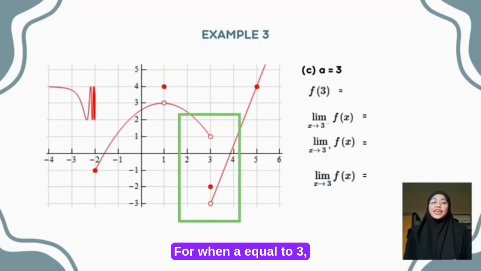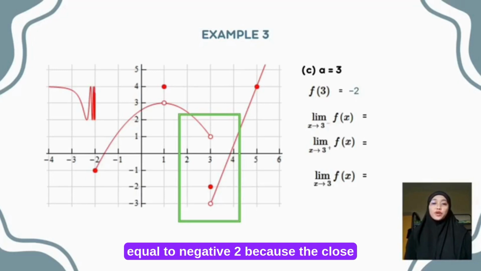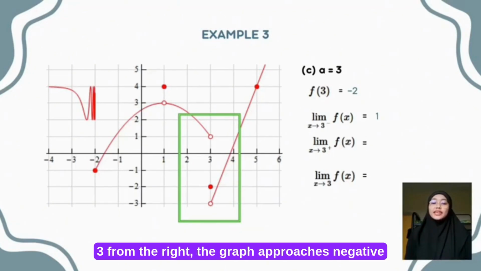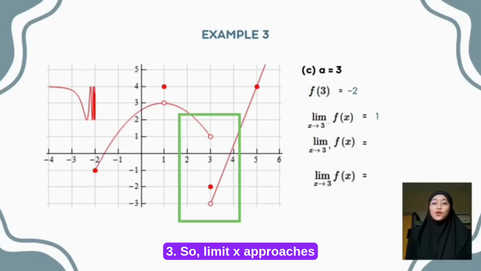For a equals 3, from the graph, f(3) is equal to negative 2 because of the closed dot at y equals negative 2. As x approaches 3 from the left, the graph approaches 1, so the limit as x approaches 3 from the left of f(x) equals 1. As x approaches 3 from the right, the graph approaches negative 3. So the limit as x approaches 3 from the right of f(x) equals negative 3. Since the left limit is not equal to the right limit, the limit as x approaches 3 of f(x) does not exist.